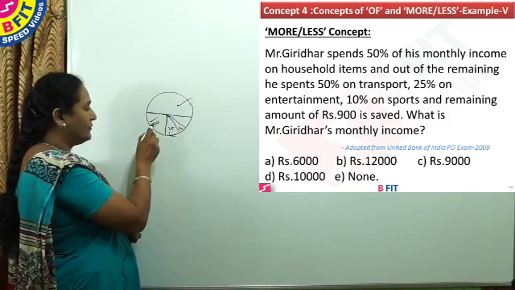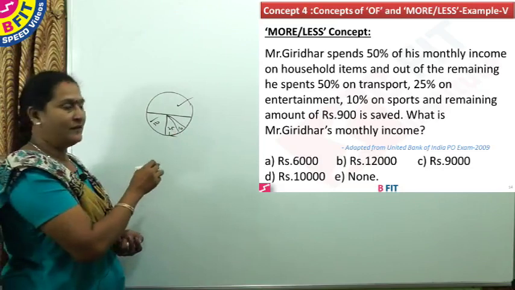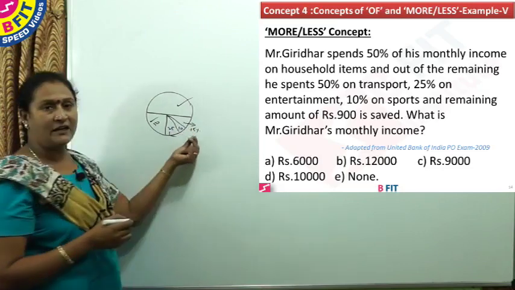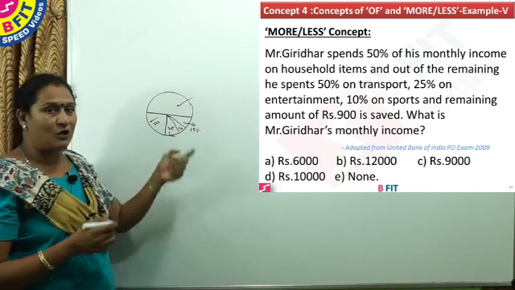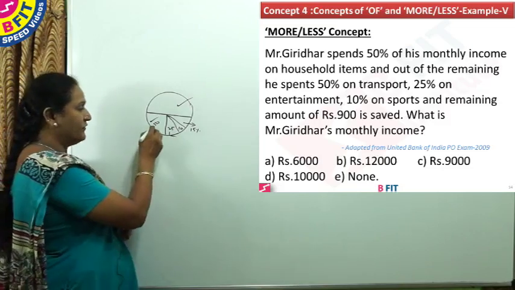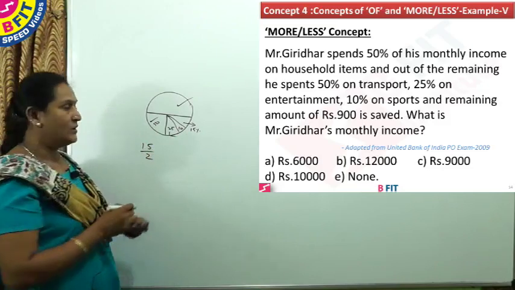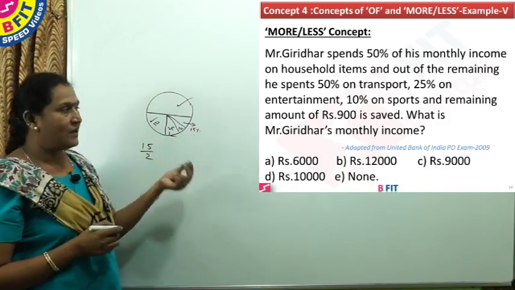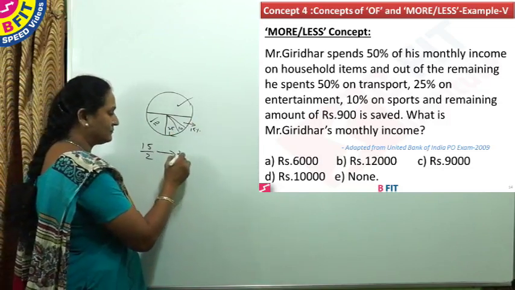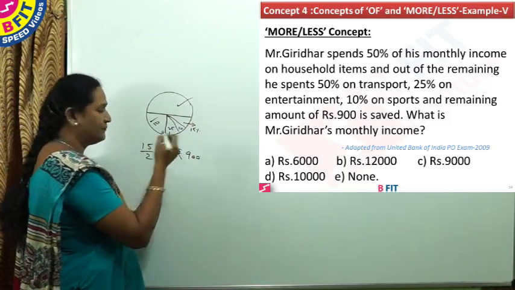So in the remaining, 50, 25, 10 added is 85. So what will remain? 15%. So in the remaining it is 15%. On the whole, what will be the value? The percentage will be half of this. So in the remaining 50 it is 15%, so on the whole it is 15 by 2. This is the amount which he saves, and the value is given as 900. So 15 by 2% is 900.